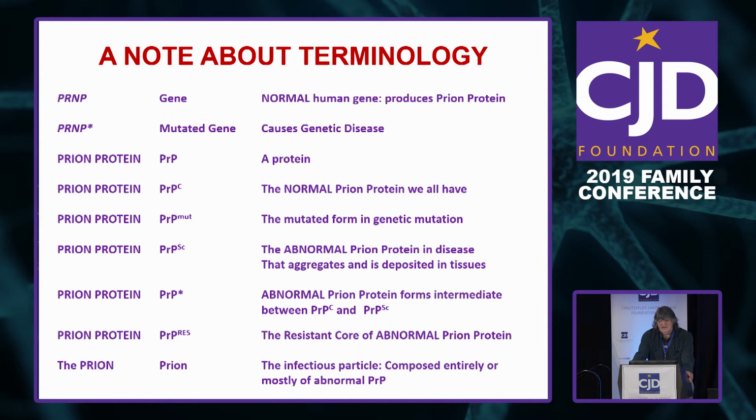Prion protein PrPSc is the abnormal prion protein in disease that aggregates and is deposited in tissues. PrP star is a form that people sometimes use to refer to the abnormal prion protein forms intermediate between PrPC and PrPSc. And prion protein res, and this is quite an important point, at least to me: if you get tissue and look for abnormal prion protein, there's normal prion protein in there. So you have to treat the tissue first to get rid of the normal prion protein, which degrades some of the abnormal prion protein. So what you see in slides where they say this is deposited prion protein is actually not PrPSc as such, but the resistant core of PrPSc, PrP-res.